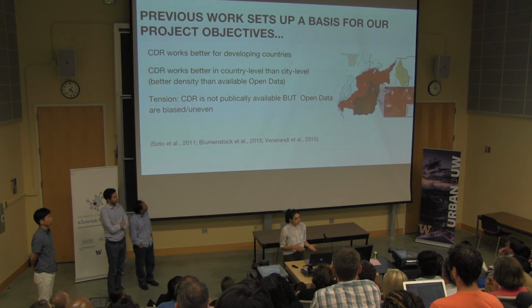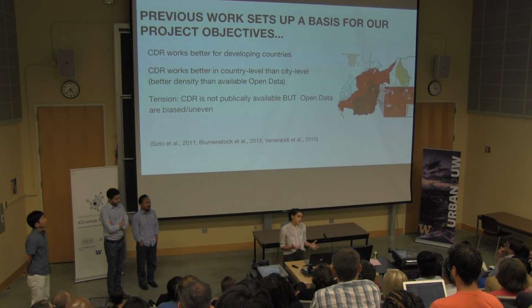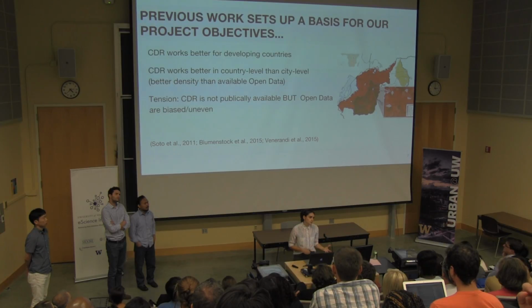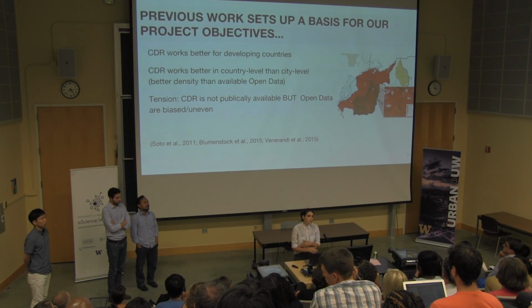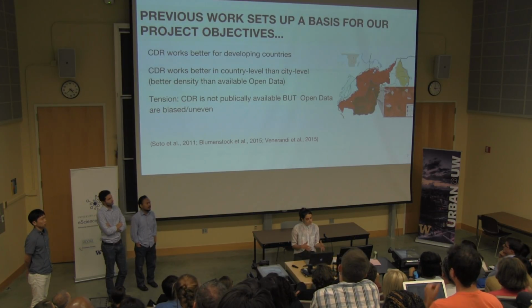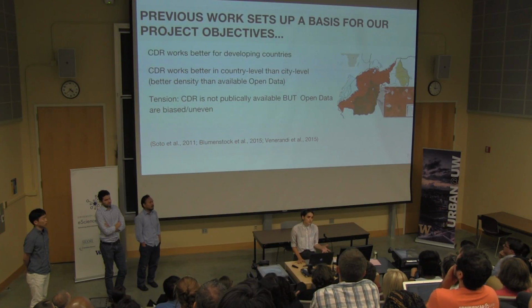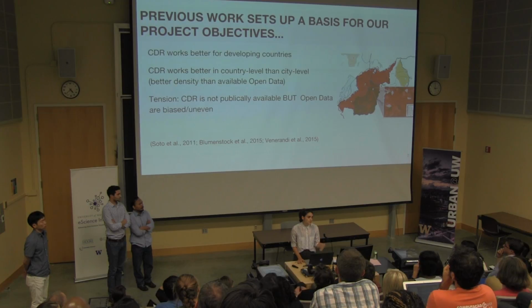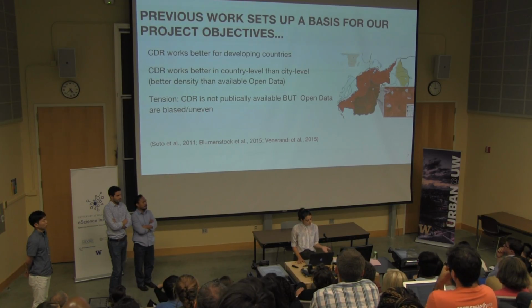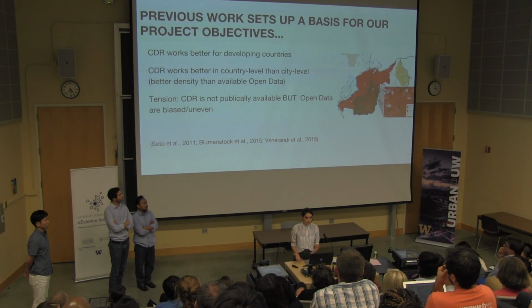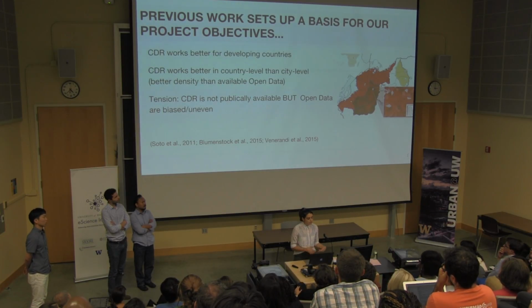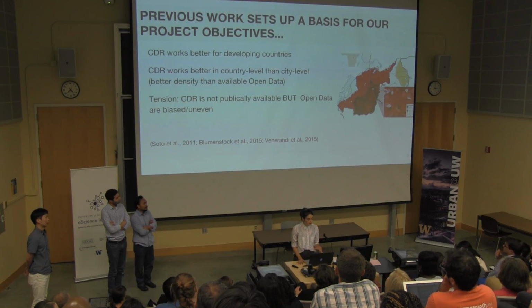Based on this previous work, it sets up a basis for our project objectives. Predicting poverty is an avenue of interest, and previous work has used CDR data and OSM data and other sorts of open data to develop methods to predict poverty. We found from this previous research that CDR works better for developing countries. It also works better at the country level as opposed to the city level, whereas open data like OpenStreetMap can often work well for city level predictions.